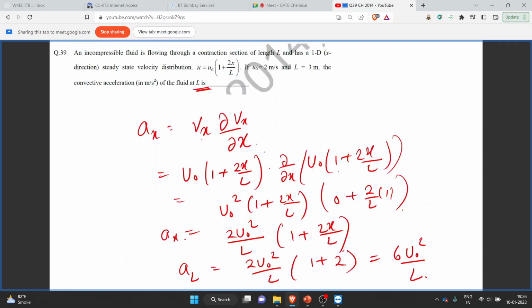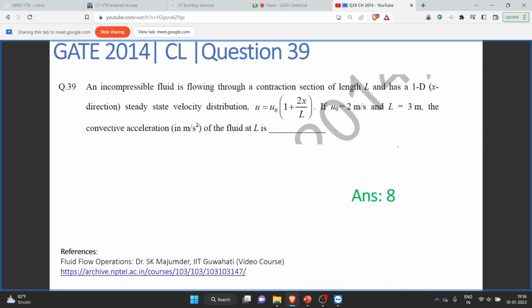And we have to find the numerical value. So we can just replace the value of u naught and L. It will become 6 into u naught is 2, so 2 square will become 4. Length is 3. So 6 times 4 is 24 upon 3. It will become 8. So the final answer, we can report that the convective acceleration is 8 meter per second square.